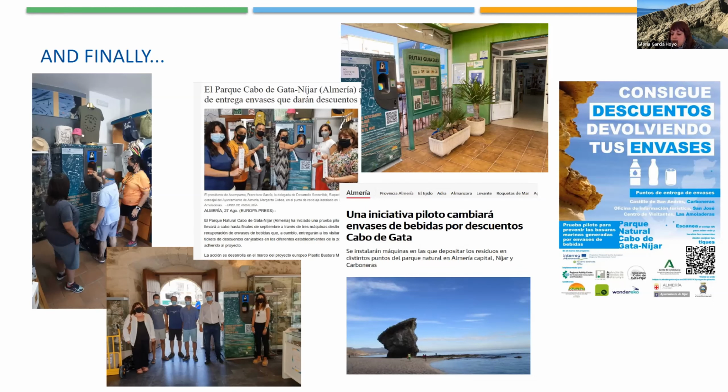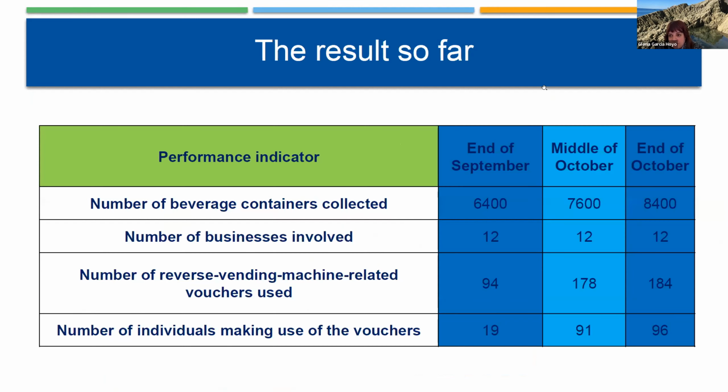We have from scuba diving to kayaking to restaurants, supermarkets, and a beauty center, very diverse. We have a little bit of everything because, as I told you, we wanted also to make it attractive for the local people, not only the scuba diving and kayaking, because otherwise it's not as good as we want it to be. And these are the results that we have by the end of October.